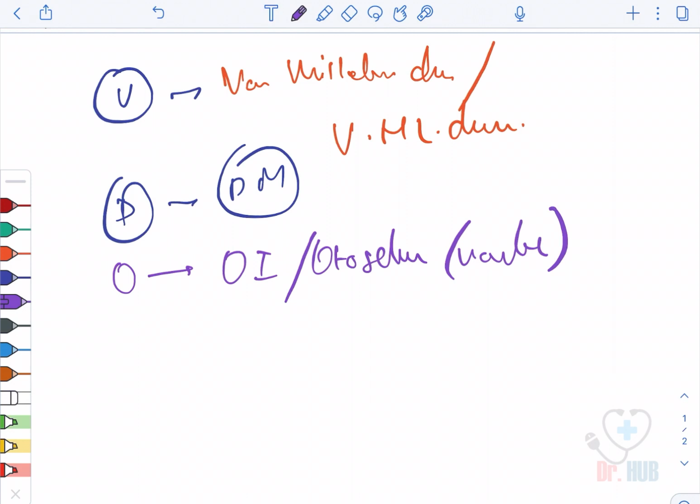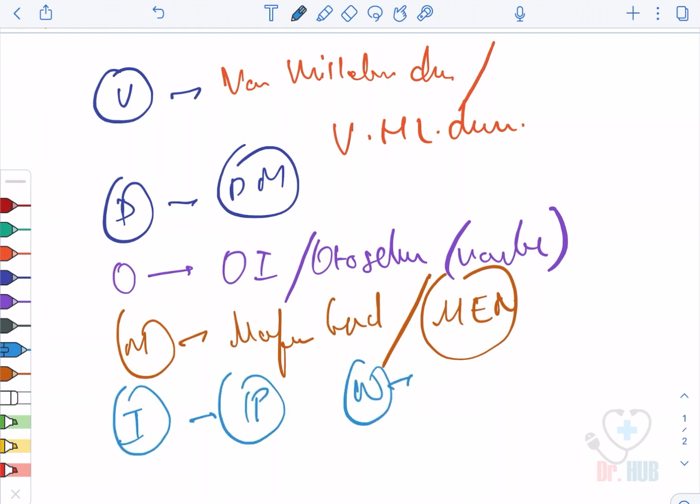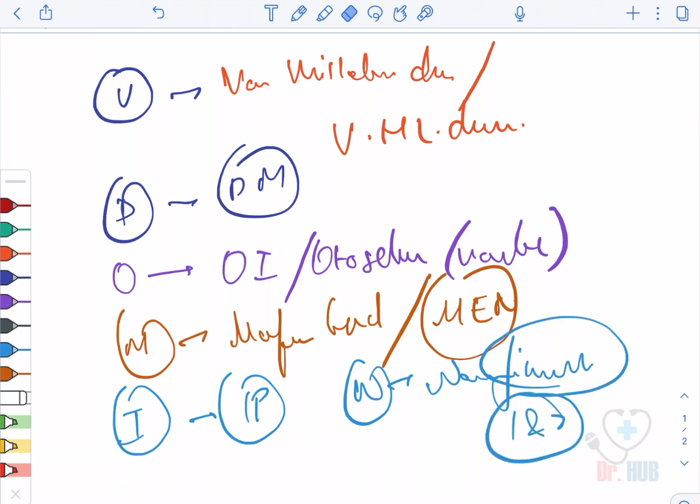This is variable. Next M. M stands for Marfan's syndrome as well as multiple endocrine neoplasias. Next comes I. I is for acute intermittent porphyria. N. N is for neurofibromatosis, and this is nothing but types 1 and 2.